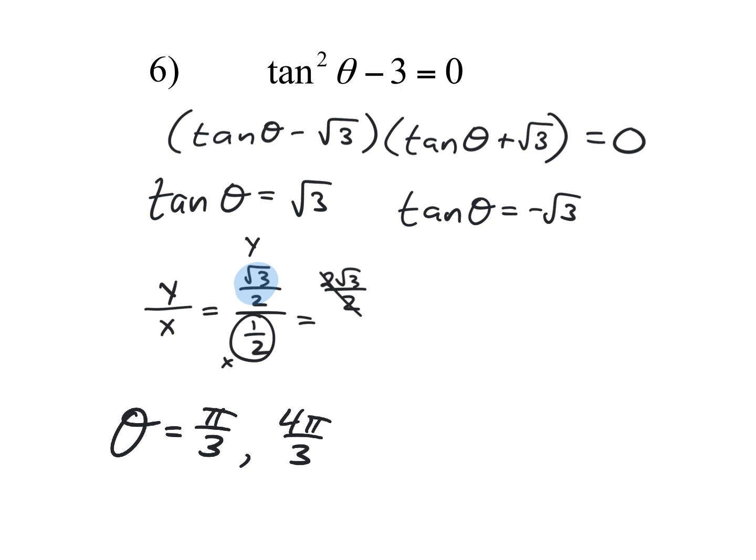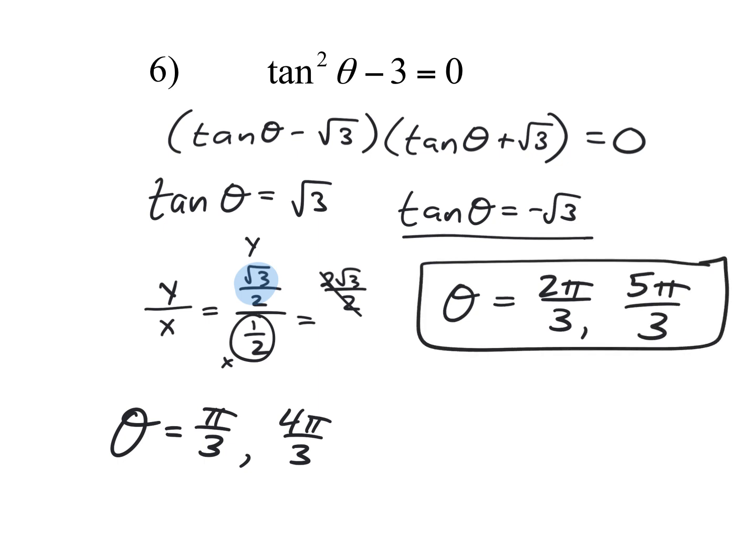We can use the same reference angle to answer for these two solutions. We're going to end up with -√3 as our tangent in the second and fourth quadrants when tangent is negative, and they will happen at 2 pi over 3 and 5 pi over 3. So for this last problem, we have 4 solutions.